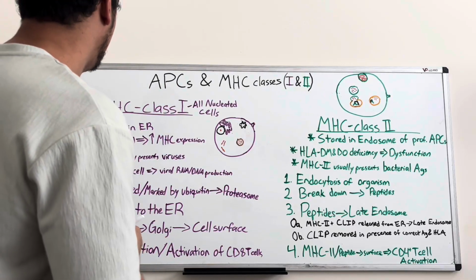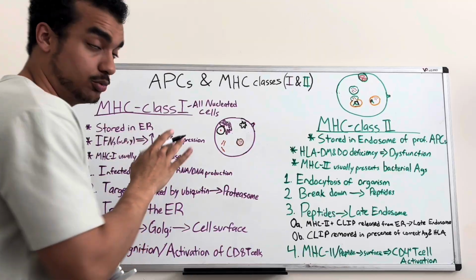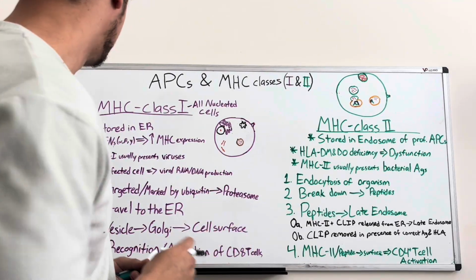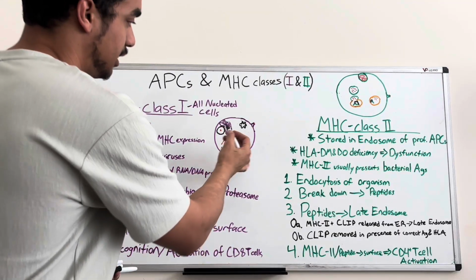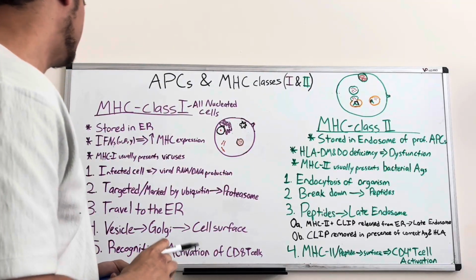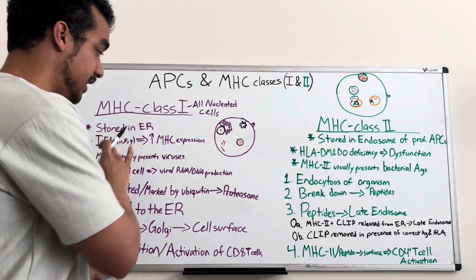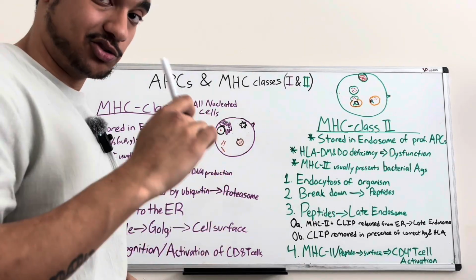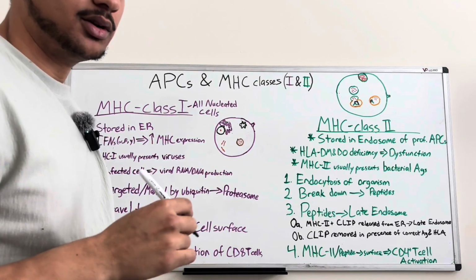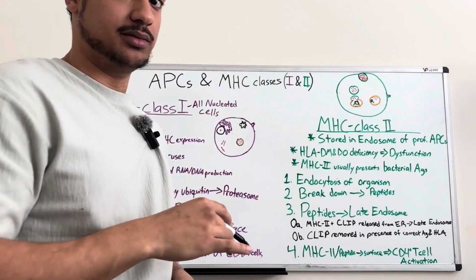So, MHC class 1 is stored in the endoplasmic reticulum, or the ER, and that'd be right here, usually connected to the nucleus. Interferons alpha, beta, and gamma usually lead to increased MHC1 expression, and you'll see why this is relevant.